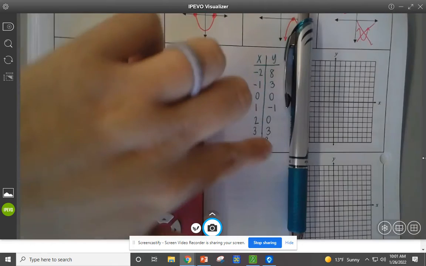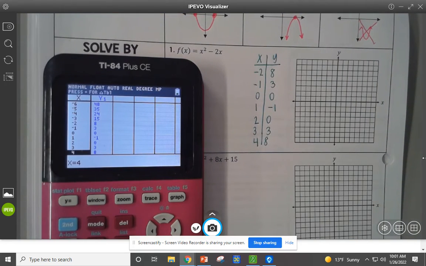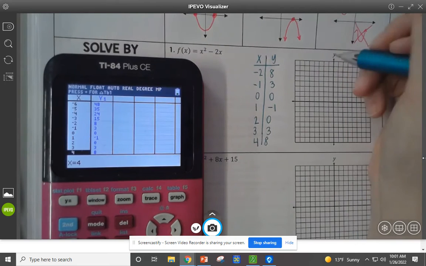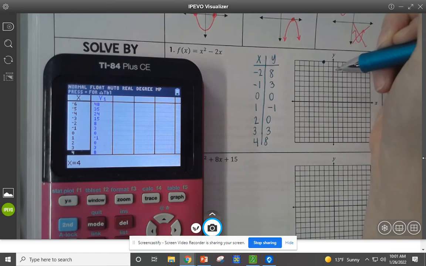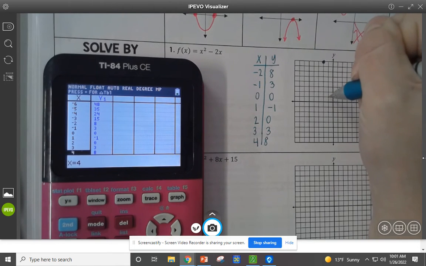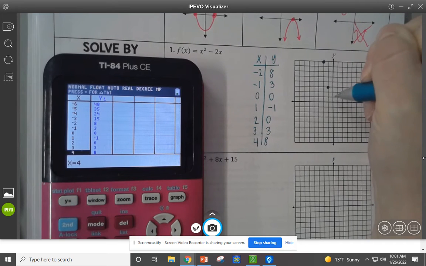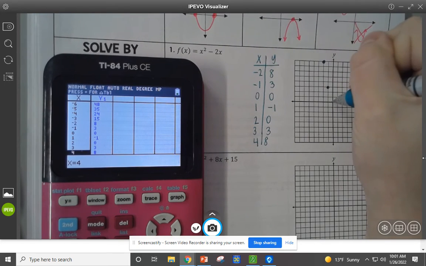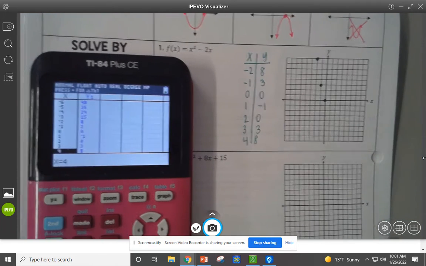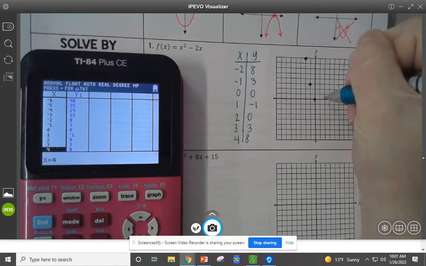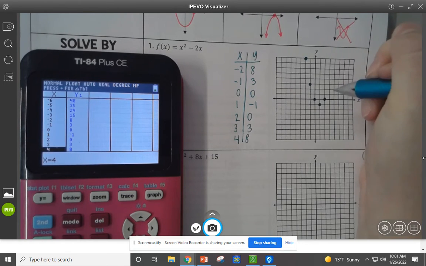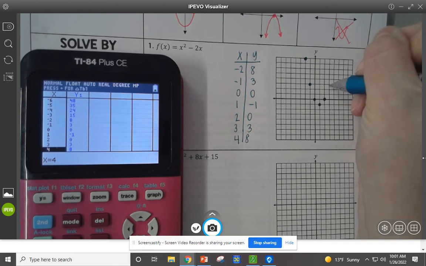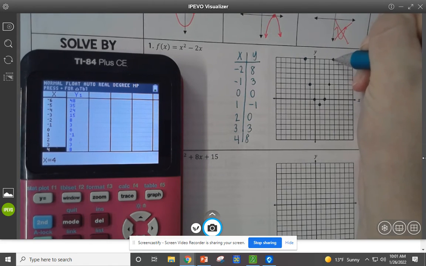Once you have your table, go ahead and plot those points on your graph. So -2, 8. So left 2, up 8. -1, 3. 0, 0. 1, -1. 2, 0. 3, 3. And 4, 8.